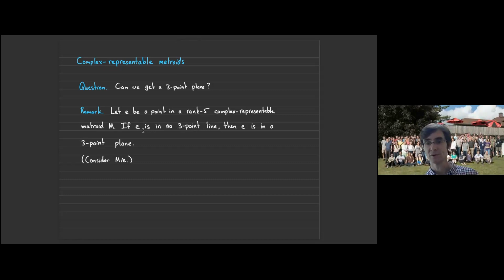then what you do is you contract that point. You'd be in rank 4, so you'd get a 2-point line. And that 2-point line would lift back to a 3-point plane. You need that there are no 3-point lines, because when you lift back, basically when you contract, you don't want to create parallel elements. So as long as I can find a rank 5 flat with a point that's not in any 3-point lines, then I win.